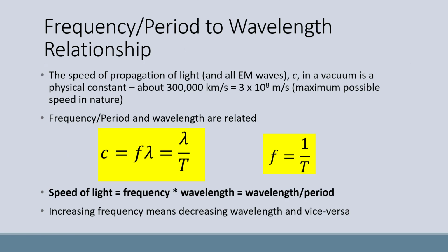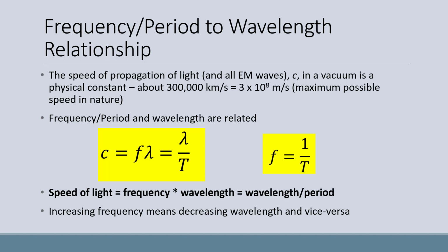The speed of propagation of light, and all EM waves, also known as c, in a vacuum, is a physical constant, about 300,000 kilometers per second. That's the maximum possible speed in nature. The frequency and period and wavelength are all related as follows.